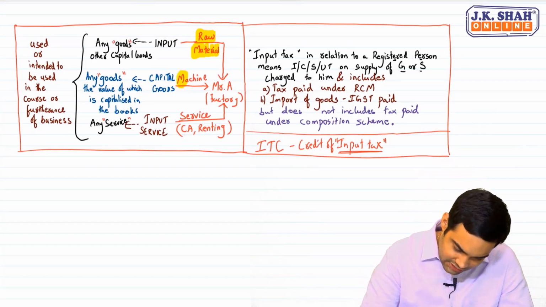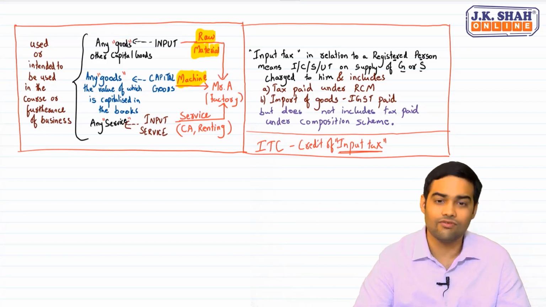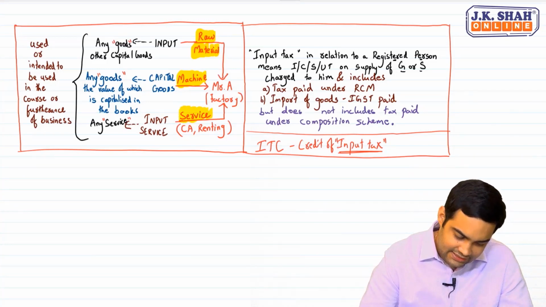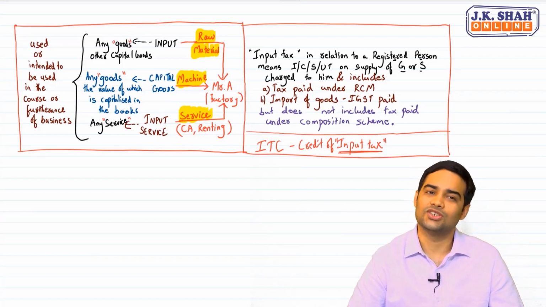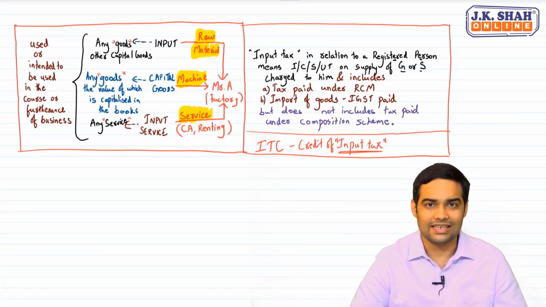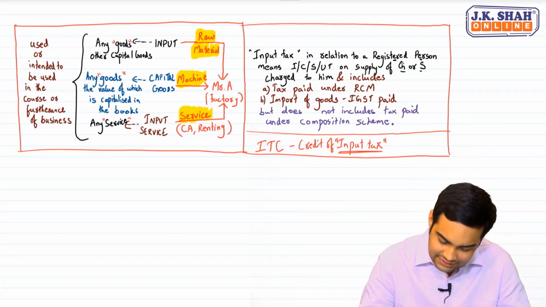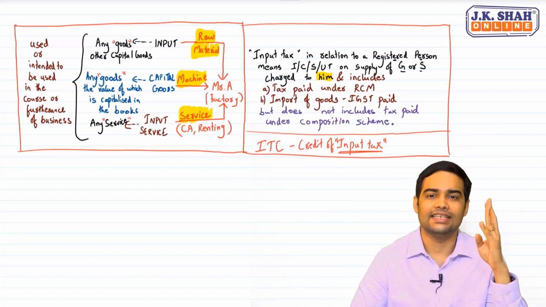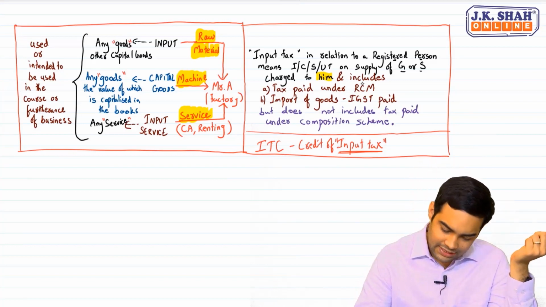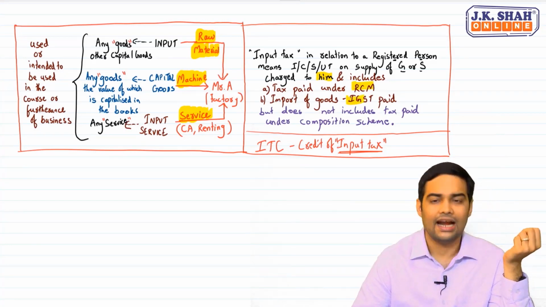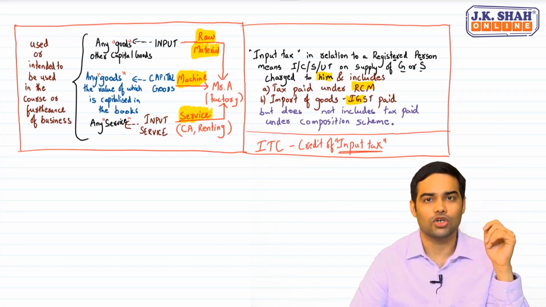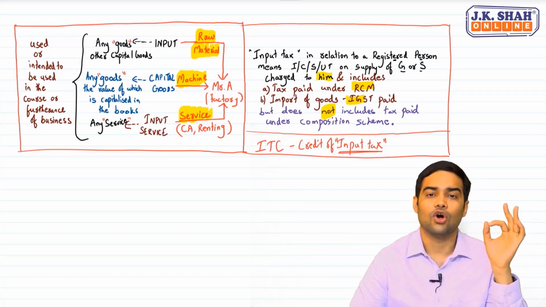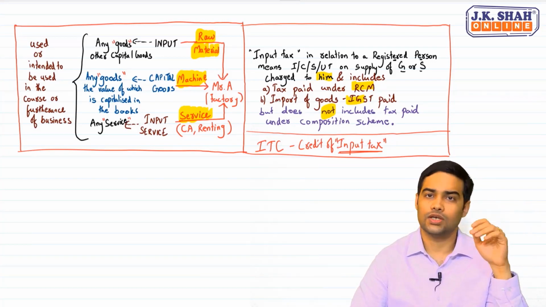Mr. A has purchased a machine. Any goods, the value of which is capitalized. Mr. A has taken a service. Any service used or intended to be used in the course of furtherance of business. What is input tax? It is input tax of I, C, S or UT charged to him, includes tax paid under RCM and includes IGST which is paid on import of goods, but does not include tax paid under composition scheme. This is what we have discussed till now.